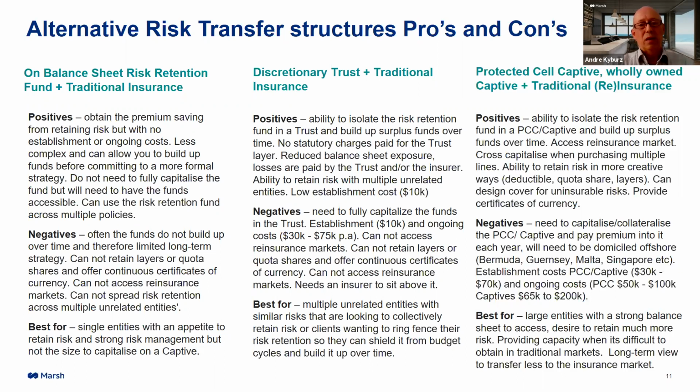Then, of course, I think the more popular structures that we see are the protected cell captives and the wholly owned insurance company captives. A lot of Australian corporations have these in place and have had them for many years. Most of them, I would say, are running quite profitably and successful. And of course, they really allow you to use them strategically in your insurance placements, whether that be a captive or a PCC.